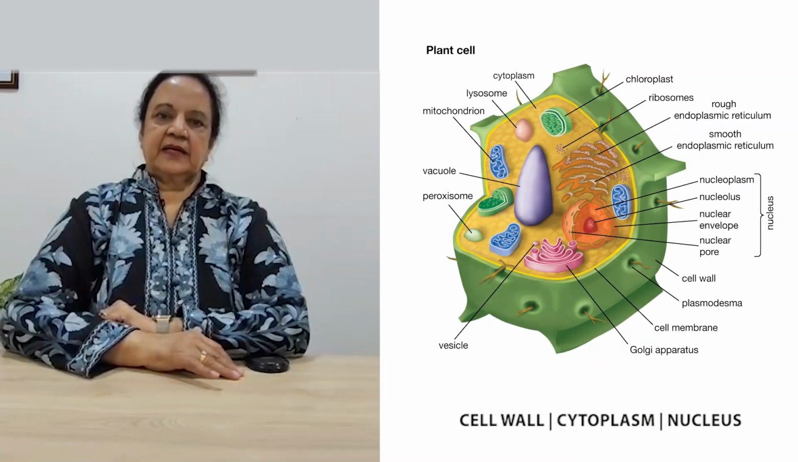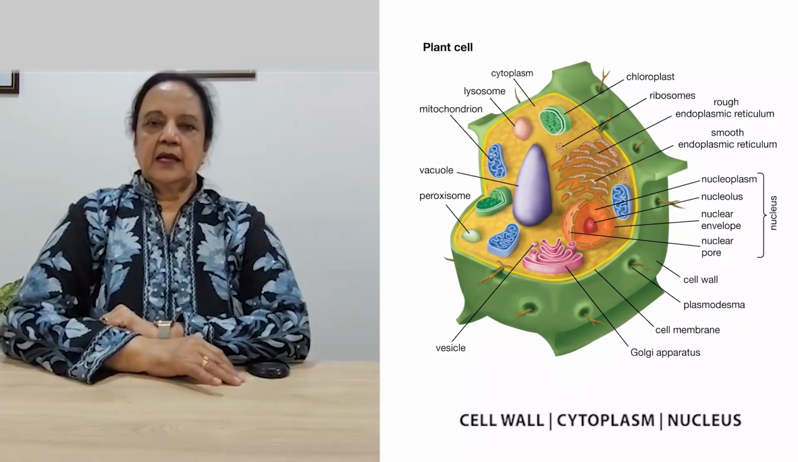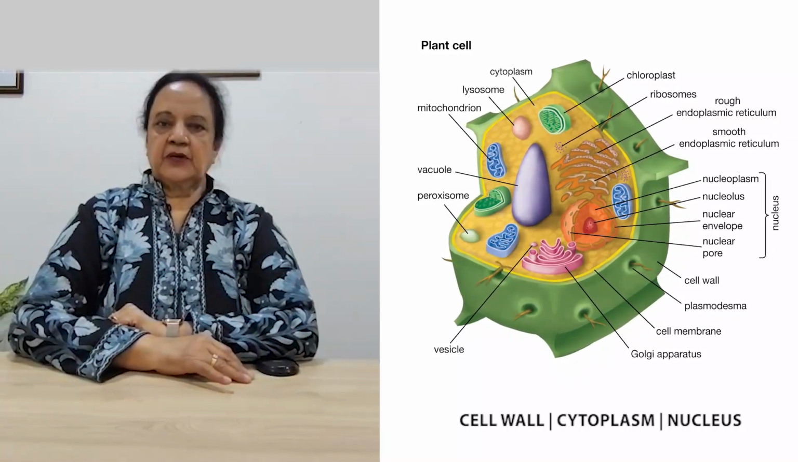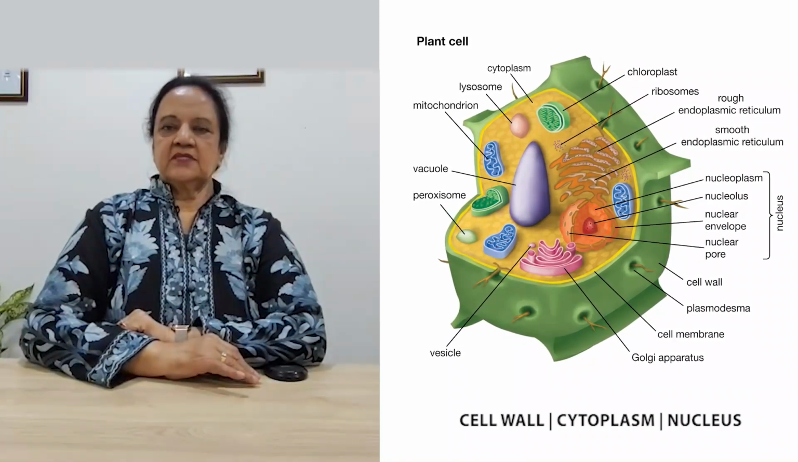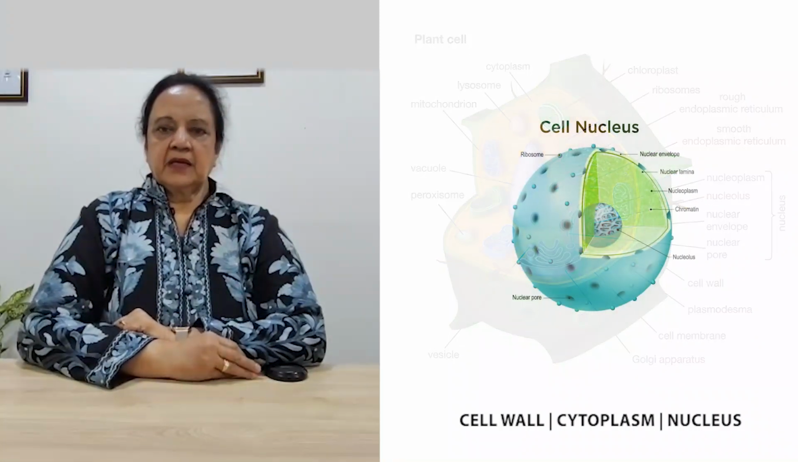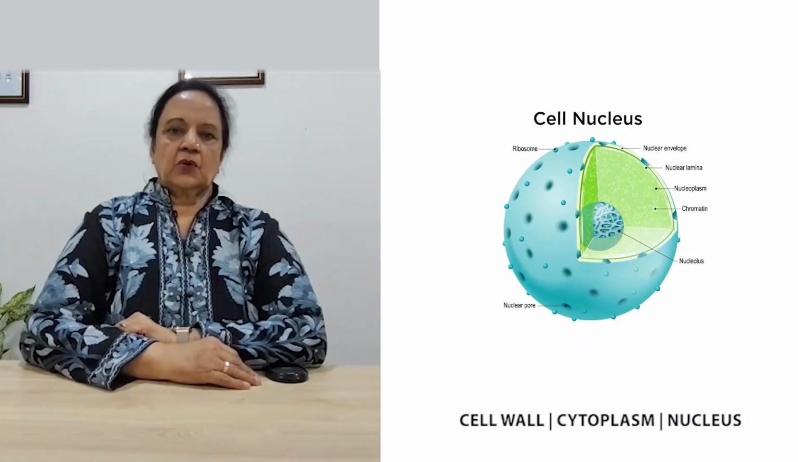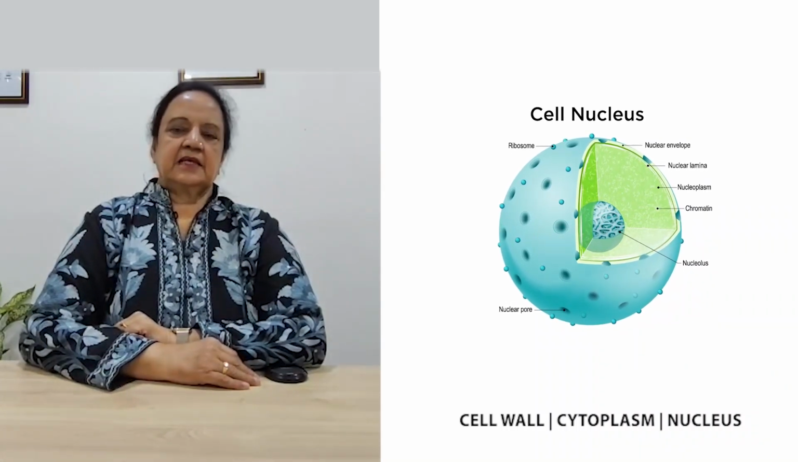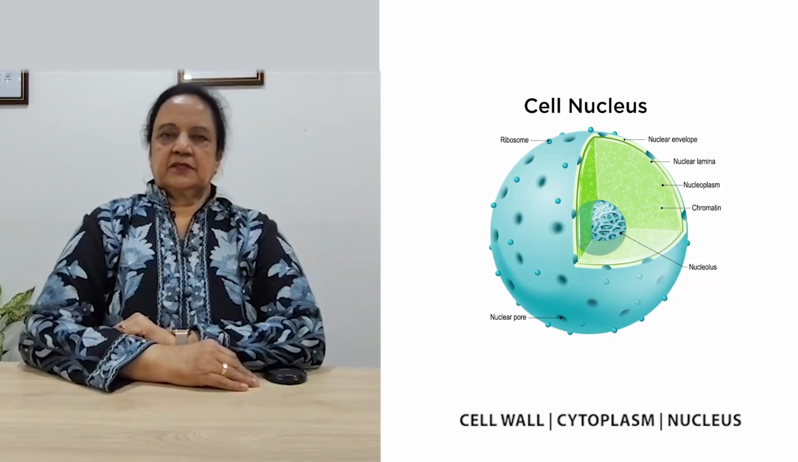Plant cells have an additional outer covering called the cell wall. It provides strength and protection to the cell. The cytoplasm contains all cell organelles and chemical reactions occur here. The nucleus controls all the activities of the cell and it also carries the genetic information.